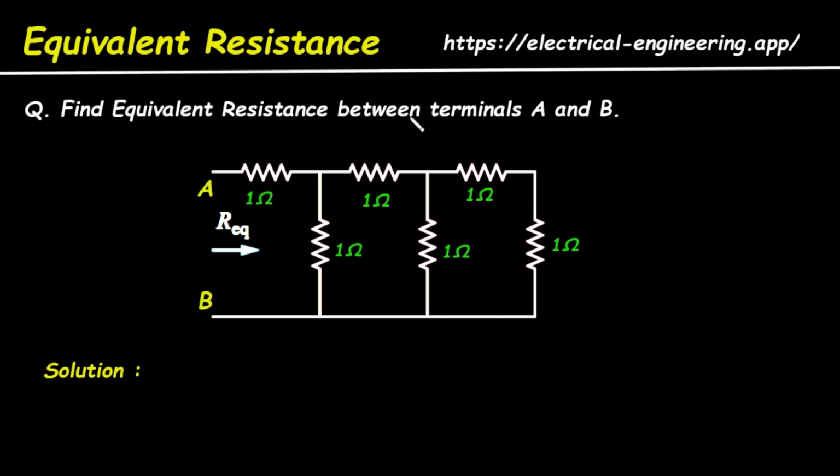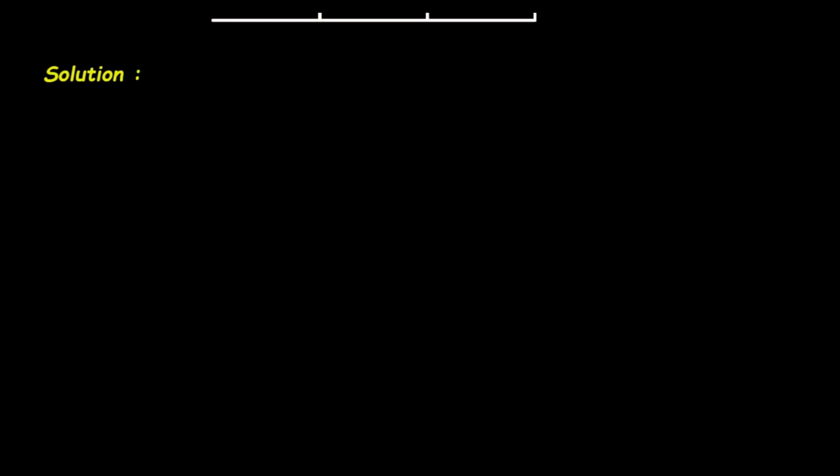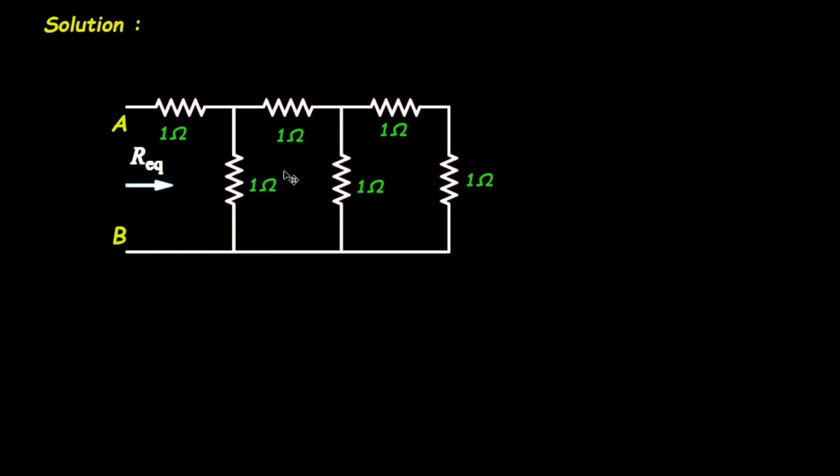In this video, we will see an example on equivalent resistance. Question: find equivalent resistance between terminals A and B. Now here for this circuit, we have to determine its equivalent resistance. Solution: first of all, we will take this circuit.